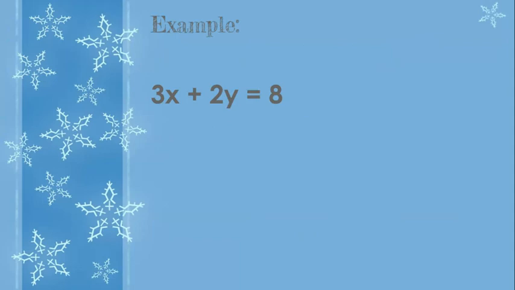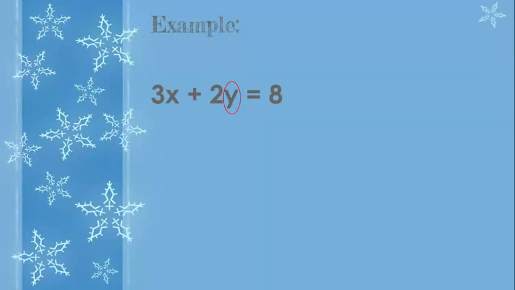So here's an example. It says 3x plus 2y equals 8, and we want to get our y by itself. That's our ultimate goal. So we learned literal equations that you have to solve them by doing the opposite operations. So if you look at the y, it's being multiplied by 2 and added with 3x. So we have to undo those operations.